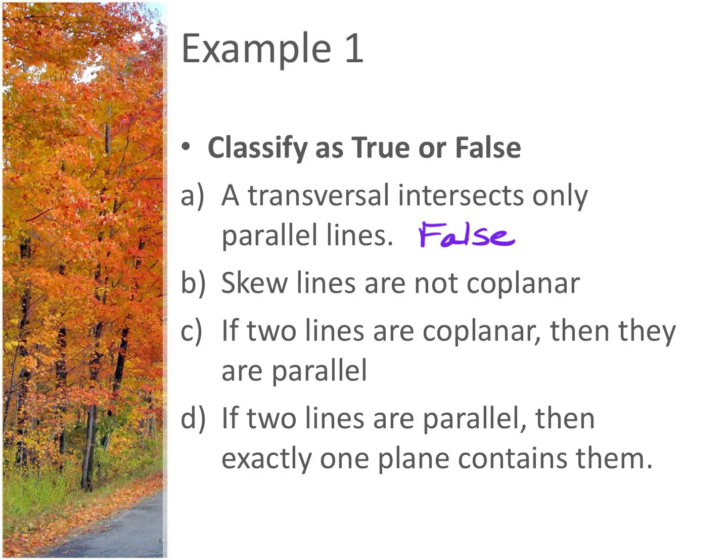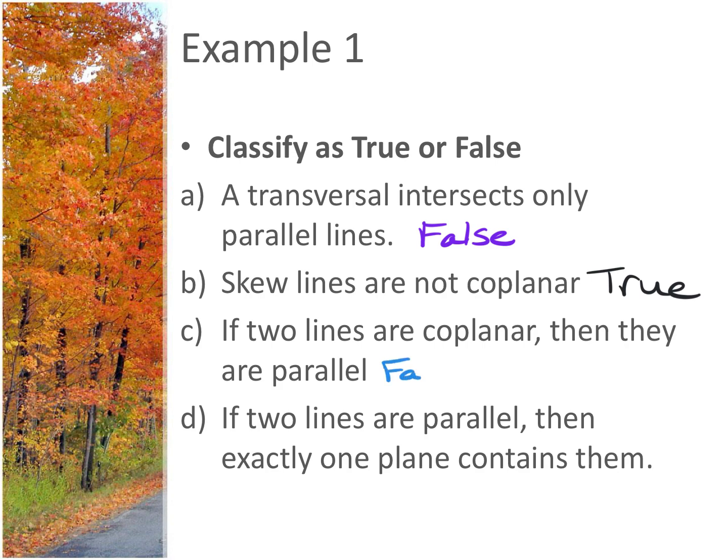The next one, skew lines are not coplanar. True or false? True, good. Because this is the definition. Two non-coplanar lines that are neither intersecting nor parallel. Part C, if two lines are coplanar, then they're parallel.